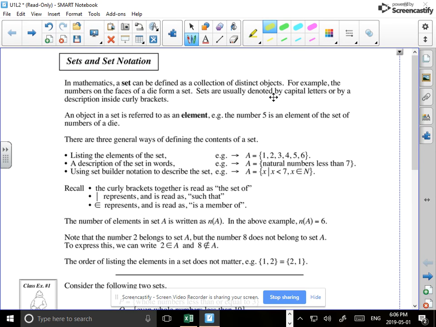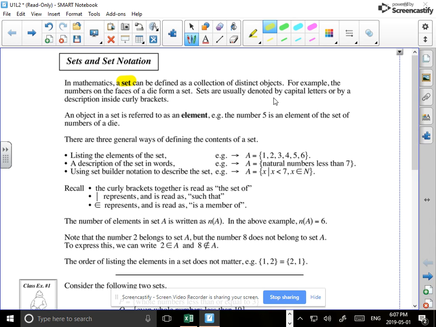So, we're going to talk today, we're on page 9 for those of you who need a page number. We're going to talk about sets and set notation and particularly set theory today. A set in math can be defined as a collection of distinct objects. The numbers on the faces of a die are a set. That would be 1, 2, 3, 4, 5, 6 on a standard six-sided die.